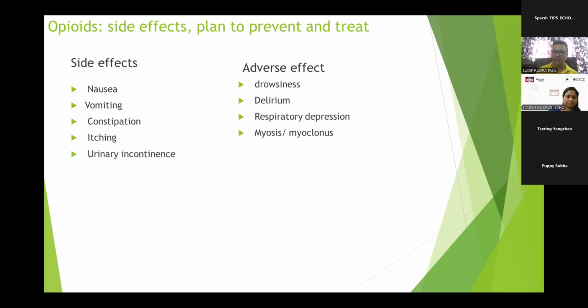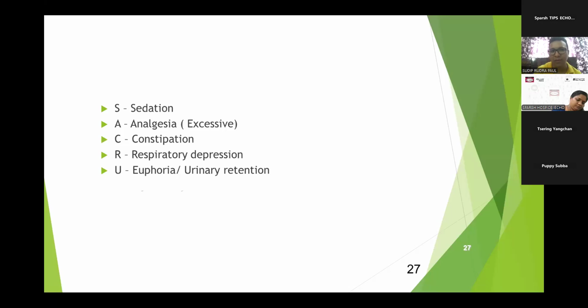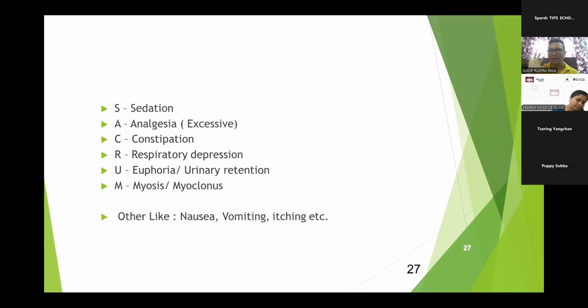Sometimes it causes itching, and many a time it causes urinary incontinence. Some adverse effects like drowsiness, delirium, respiratory depression, meiosis or myoclonus. It's very difficult to keep in mind. So that's why there is another system to keep in mind. We all have our sacrum bone. So just remember your sacrum.